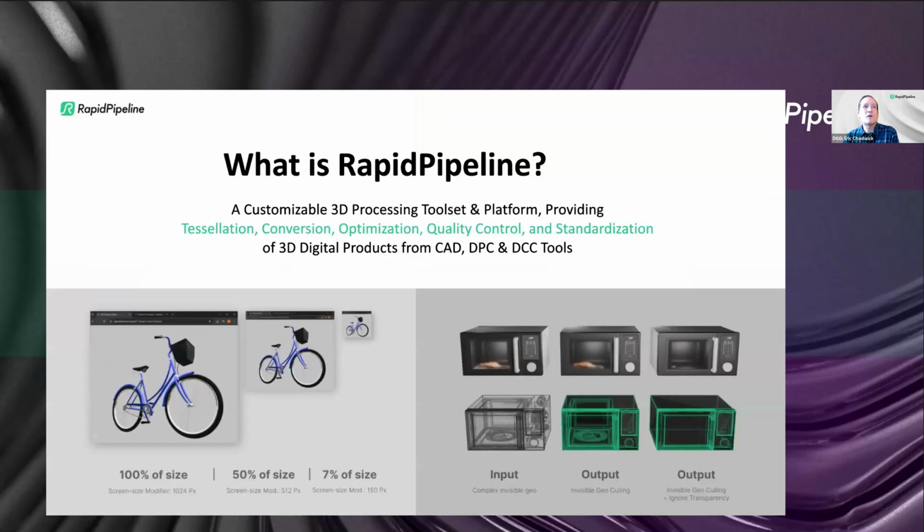So a bit about RapidPipeline. What we have is this great customized tool set that you can use to automate the 3D data preparation of your 3D assets and optimize them for a bunch of different use cases. It just makes it a lot faster and easier to publish 3D assets on the web when you can automatically optimize them down to something that works for your customers, loads fast, and renders great.